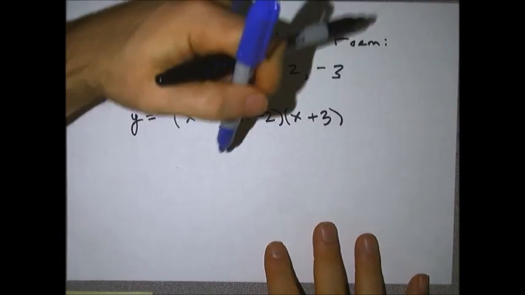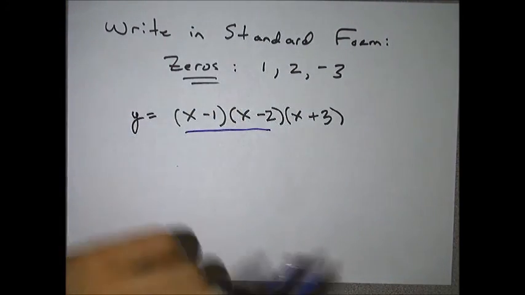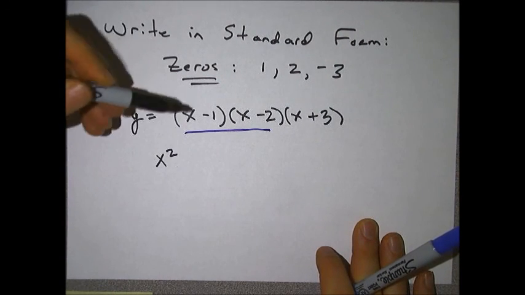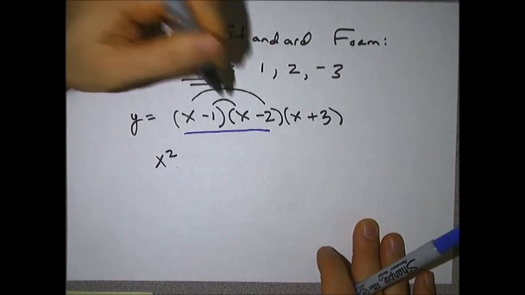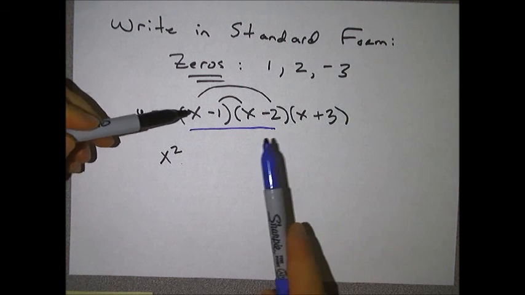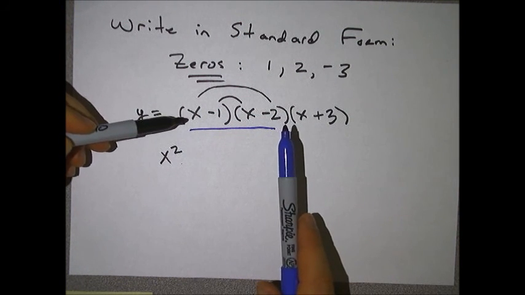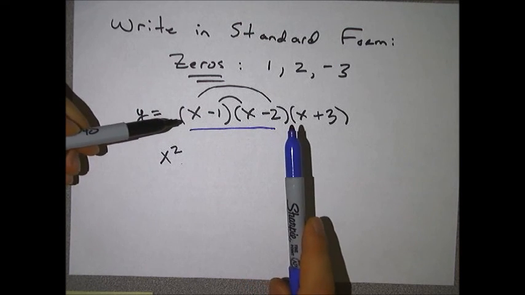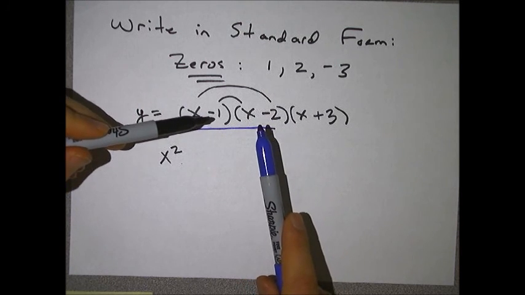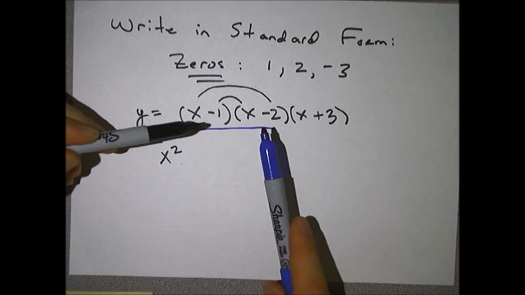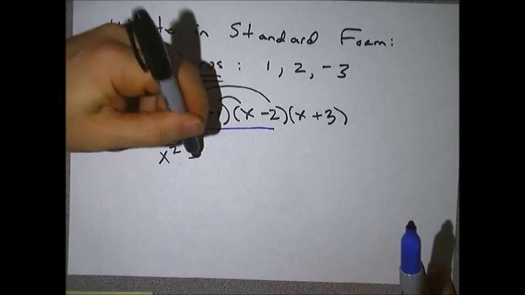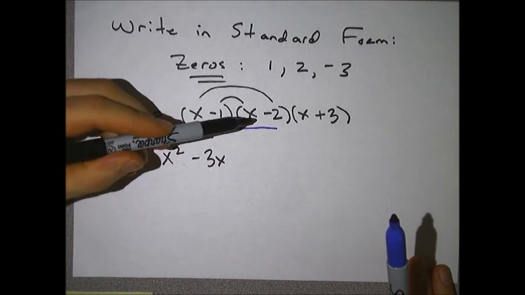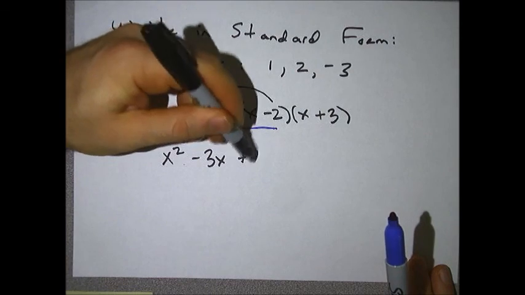I want to take the first 2, and I want to FOIL them out. So first times first is x squared. The outer and the inner. So we have x times negative 2 is negative 2x. My inner is negative 1x. So the outer is negative 2x, and another negative 1x from the inner. So negative 2x minus another x is minus 3x. And last times last is a negative 1 times a negative 2 is a positive 2.